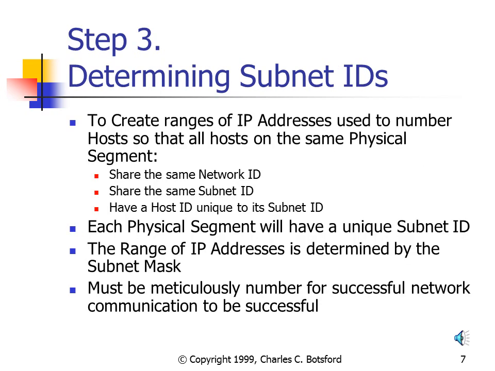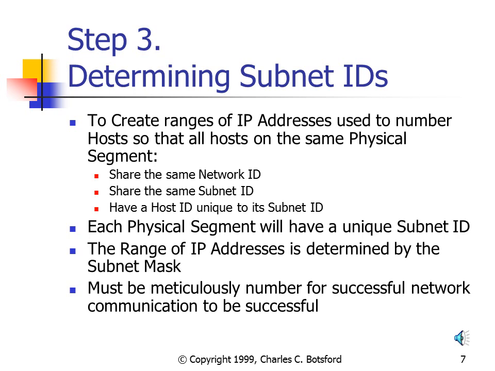In step 1, we designed or assessed the physical network, and we determined the number of physical segments and the number of hosts on each physical segment. In step 2, we then chose a custom subnet mask that provided us with a number of subnet IDs that was greater than or equal to the number of physical segments, and also allowed us sufficient host IDs for each physical segment. Now in step 3, what we're going to do is actually number or determine the subnet IDs.